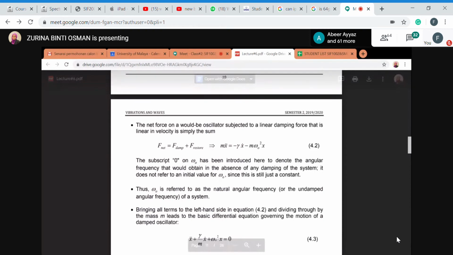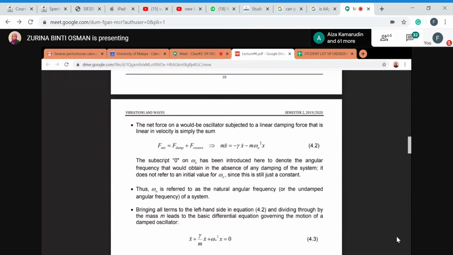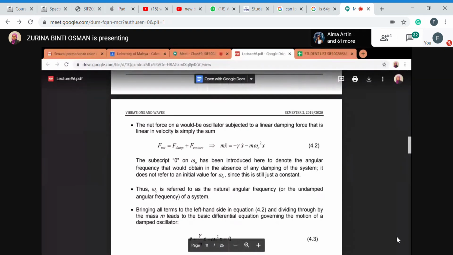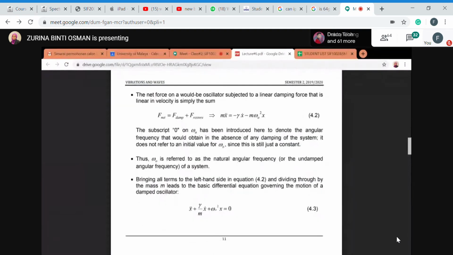Note that the subscript naught on omega naught has been introduced to denote the angular frequency that would be obtained in the absence of any damping of the system. It does not refer to an initial value, since this is just a constant. So this differentiates the undamped angular frequency, which we call the natural angular frequency.